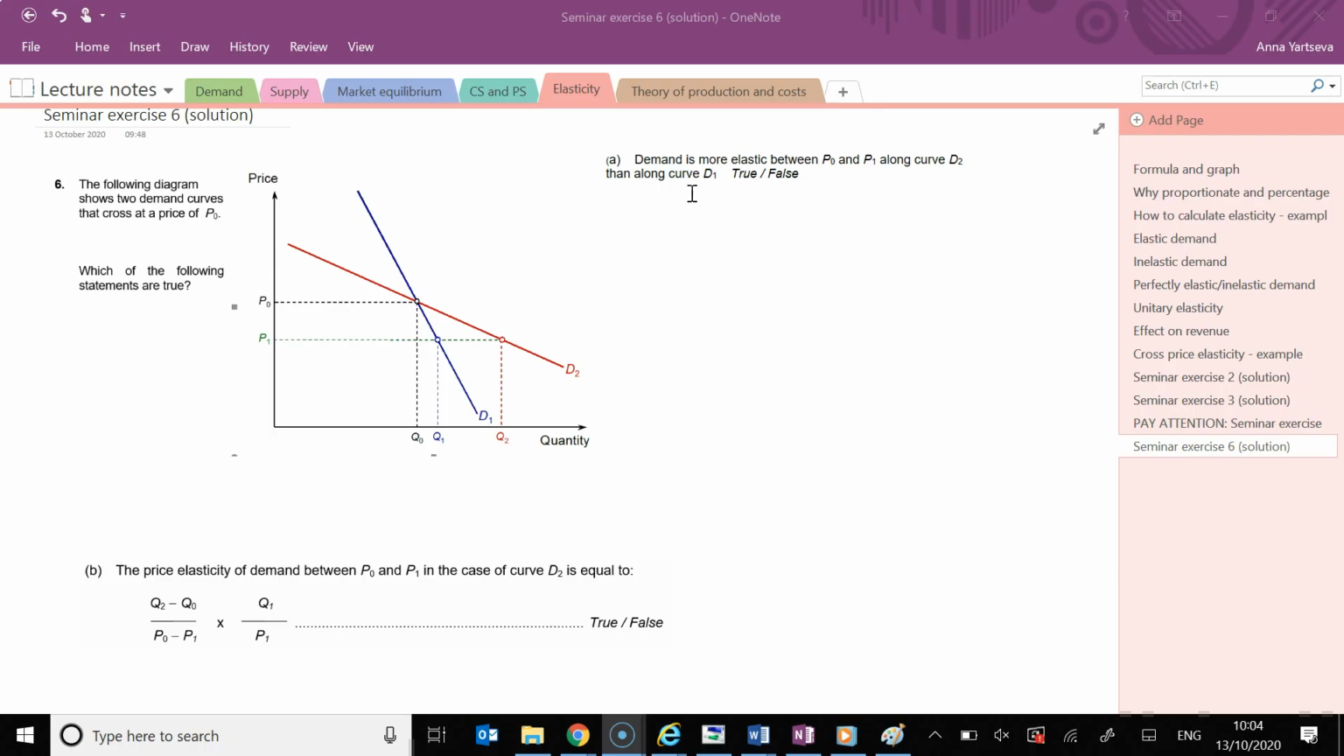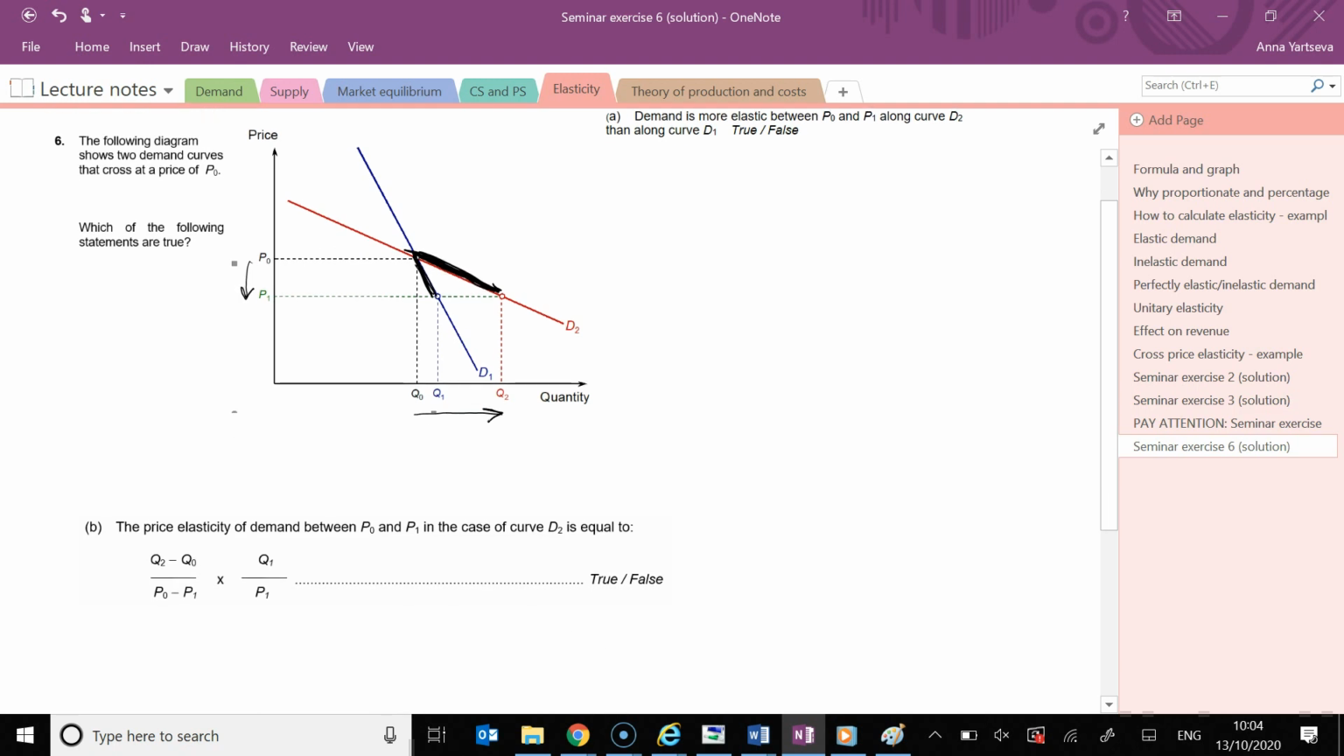So first statement, demand is more elastic between prices P0 and P1 along curve D2, which is the red curve, compared to curve D1. So the statement is that this segment, this part, is more elastic compared to that part. Is it true or false? It is true, yes, because it's flatter, because the same drop in price leads to different changes in quantity.